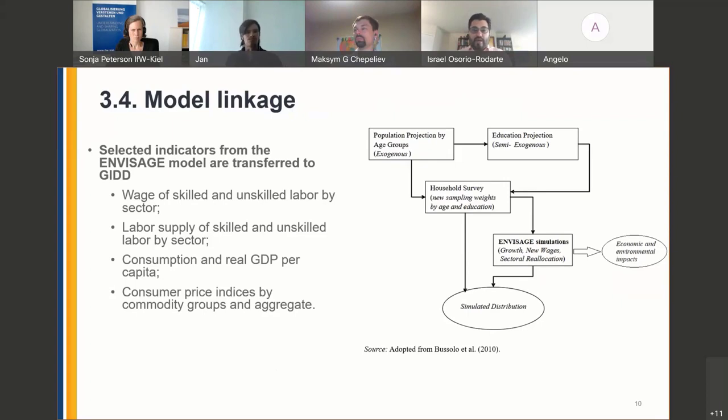And so wages for four types of workers: skilled and unskilled, agricultural and non-agricultural workers. We also have labor reallocation between these two sectors, agricultural to non-agricultural, by type of skill. We have the consumer price index of food and non-food. And lastly, we have a welfare measure that is transmitted throughout the households. So these variables are what we call linkage aggregate variables, and are basically driving the distributional impacts for each country.